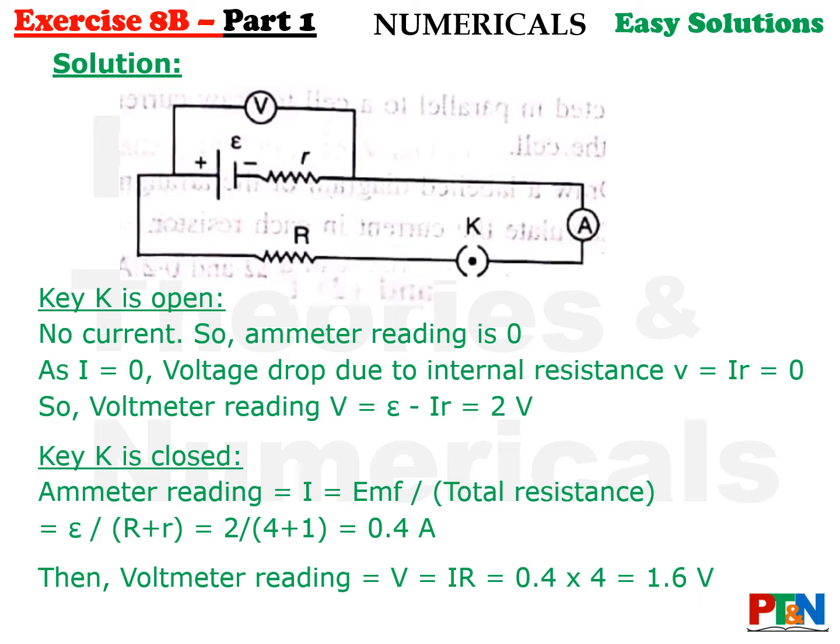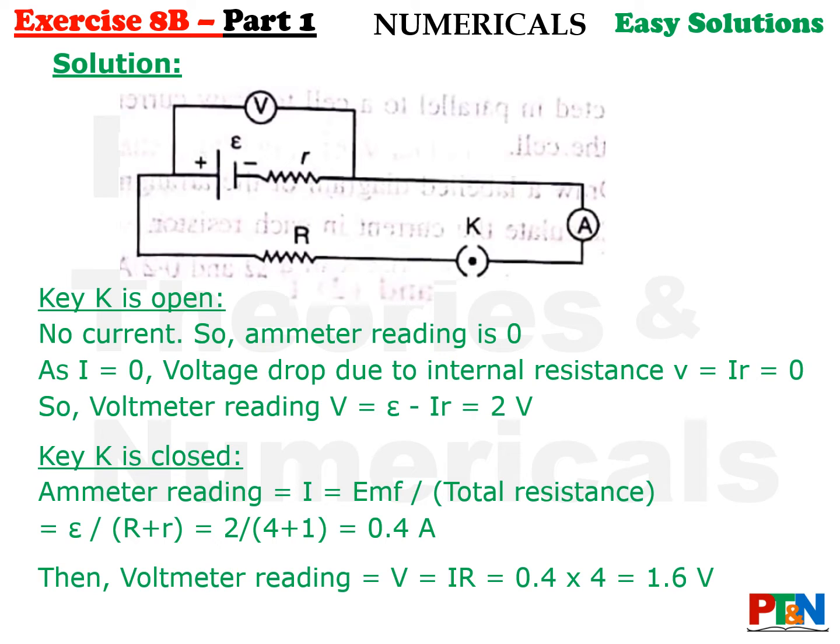When the key is closed, there will be current. So current will be total EMF by total resistance. What is the total resistance? That is capital R plus small r, that is 4 plus 1, that is 5 ohm, and EMF is 2 volts. So current will be 2 by 5, that is 0.4 ampere.